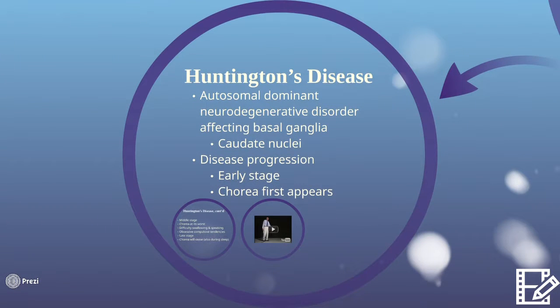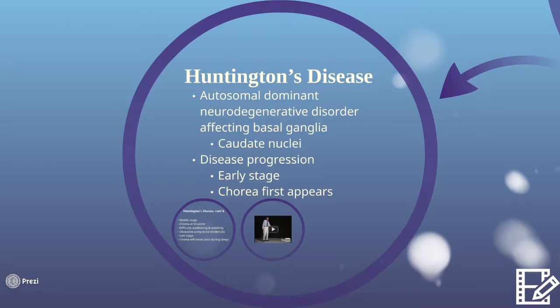We are going to discuss choreiform gait in Huntington's disease because it is one of the more common diseases that present with choreiform gait. Huntington's disease is an autosomal dominant neurodegenerative disorder affecting the basal ganglia of the brain, specifically the caudate nuclei, and other areas of the brain in later stages. We are going to look at the motor symptoms and deficits that occur with it.